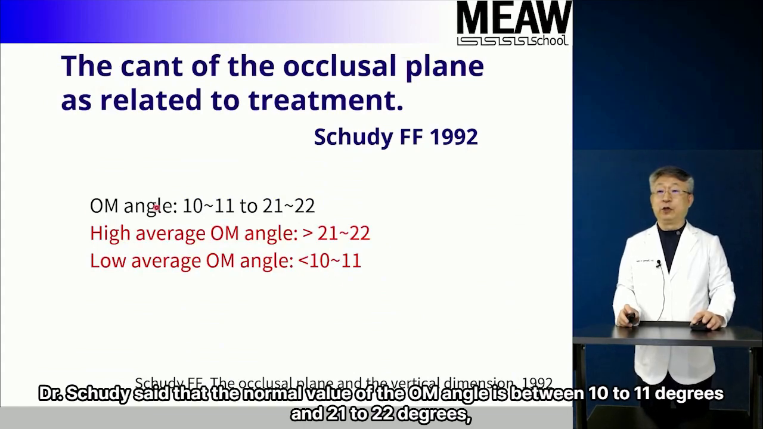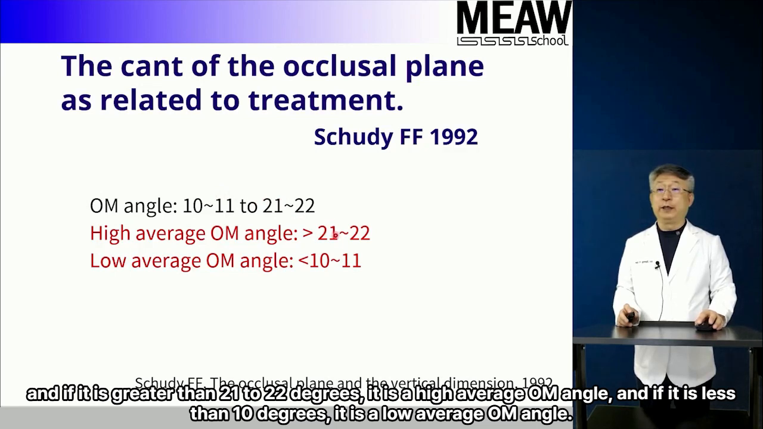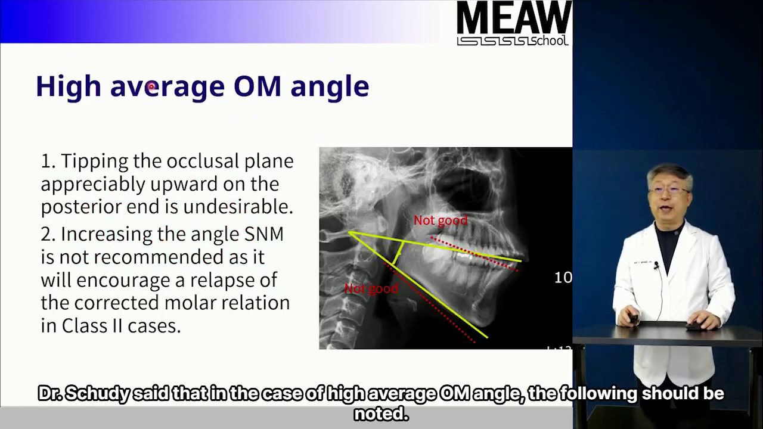Dr. Schudy said that the normal value of the OM angle is between 10 to 11 degrees and 21 to 22 degrees. If it is greater than 21 to 22 degrees, it is a high average OM angle, and if it is less than 10 degrees, it is a low average OM angle. Dr. Schudy said that in the case of high average OM angle, the following should be noted.